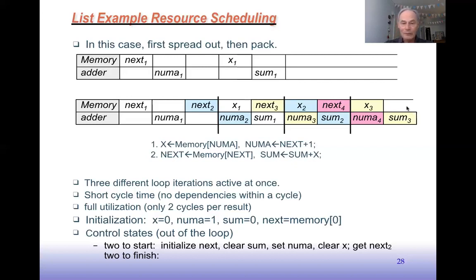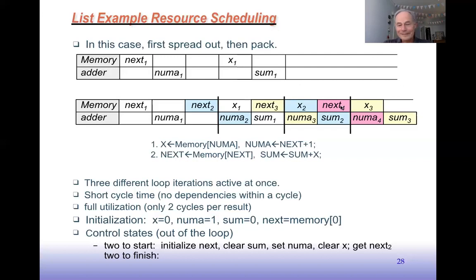So the controller would have to have a few more states to handle this type of optimization. In fact, there would be two states to start. One would initialize next. It would clear the sum register, set NUMA to 1, clear X, and then get the next value. Right? And then we had two cycles here to finish up as shown in this chart.